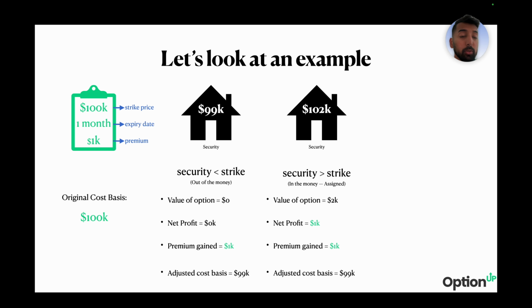Even though I'm selling the house at the same price as the original cost basis for me, I am still getting to make that $1,000 from the premium I gained from selling the option. So I still made money here.